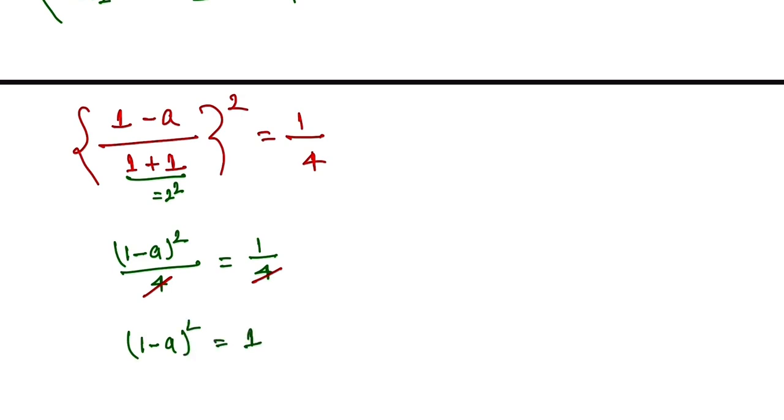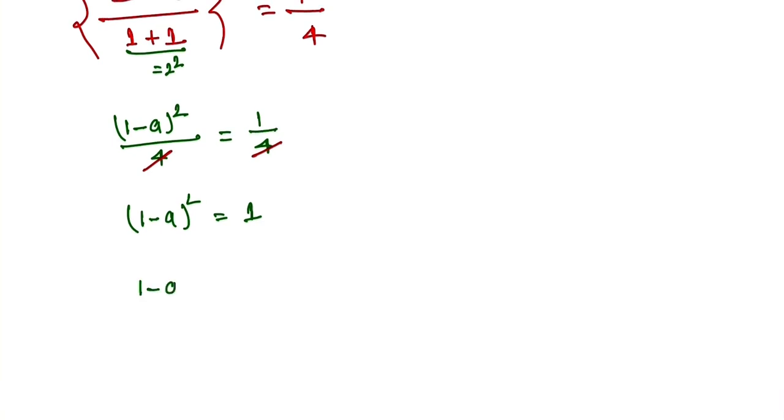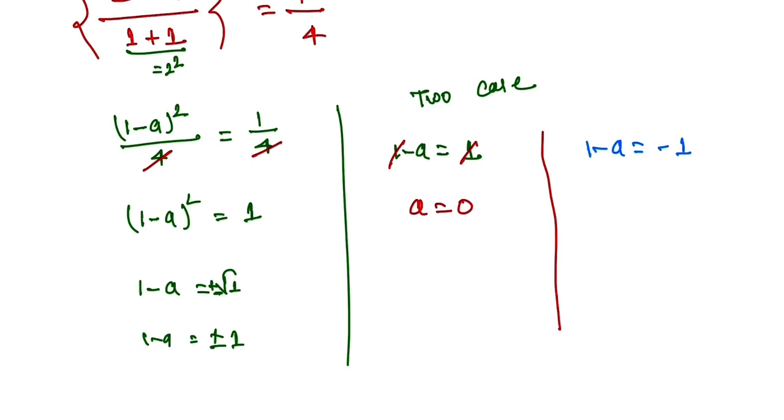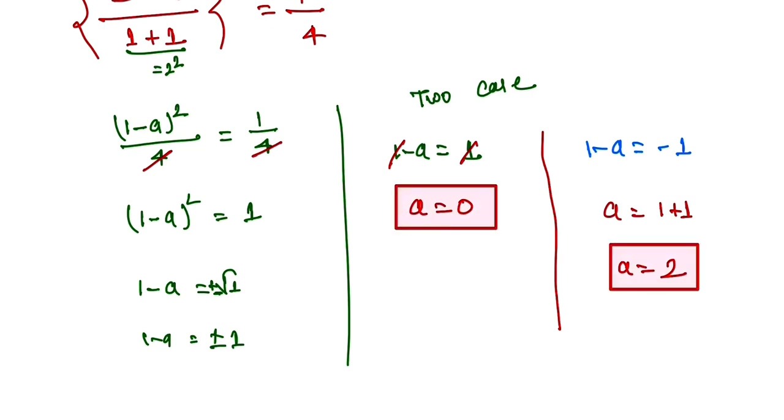So 1 minus a is equal to under root, plus minus 1. Here are the two cases: 1 minus a is equal to 1, and 1 minus a is equal to minus 1. In the first, 1 and 1 cancel out, so a is equal to 0, and in the second, a is equal to 1 plus 1, which is 2. So we find the value of a is equal to 0 and 2.